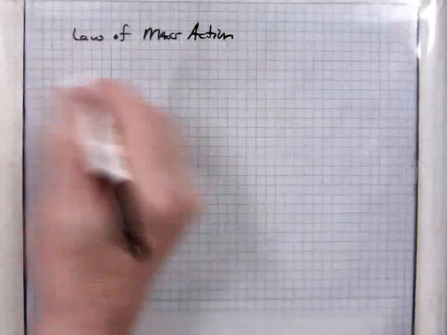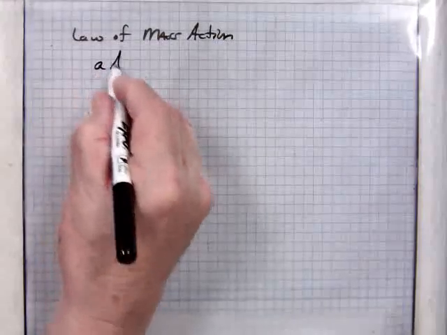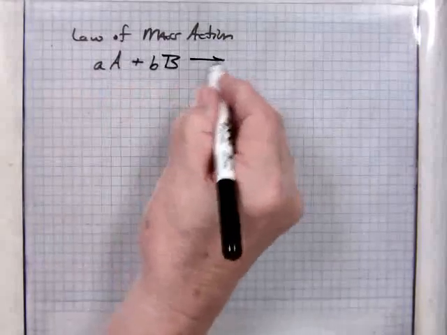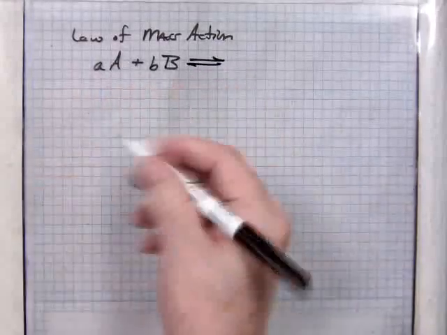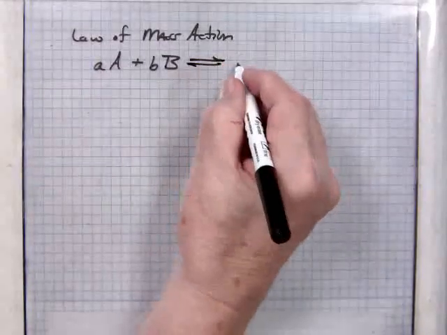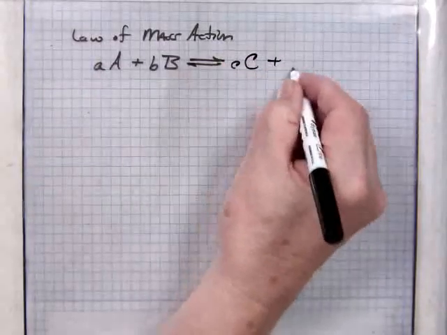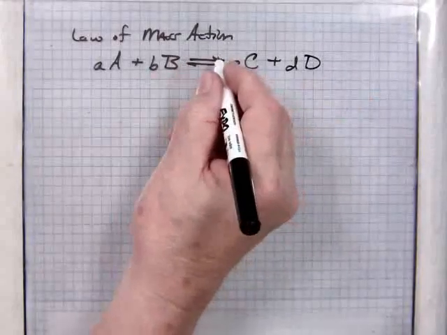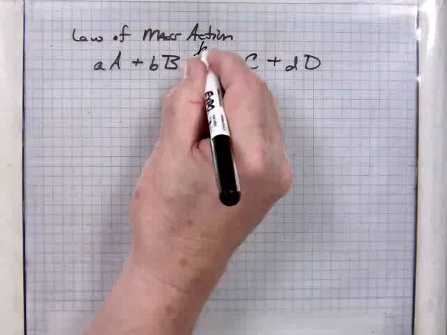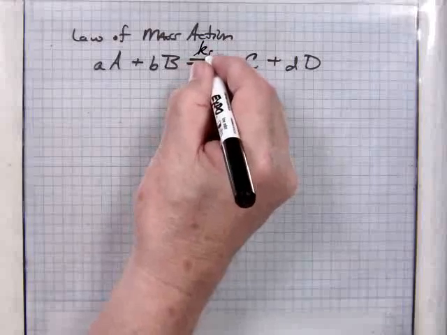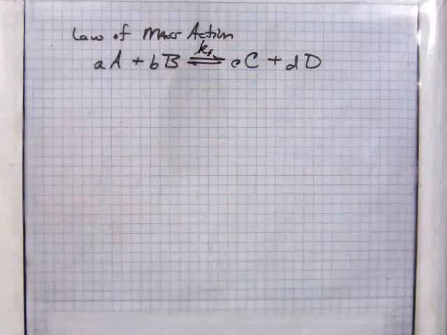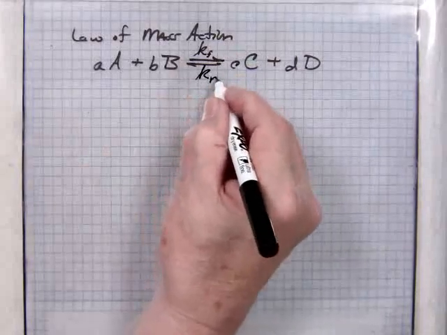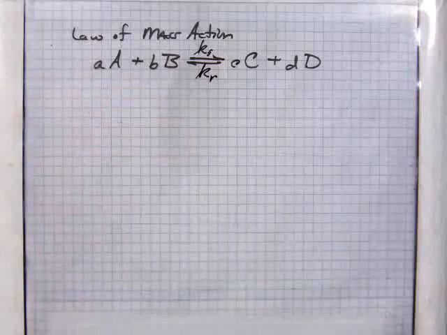Okay, using the law of mass action, let's assume we have a reaction aA plus bB that's in equilibrium, the double arrows mean dynamic equilibrium, with cC plus dD. Now, the left-to-right arrow right here is a forward rate, and I'm going to put that kF. And the one right to left is k reverse, kR, like that.